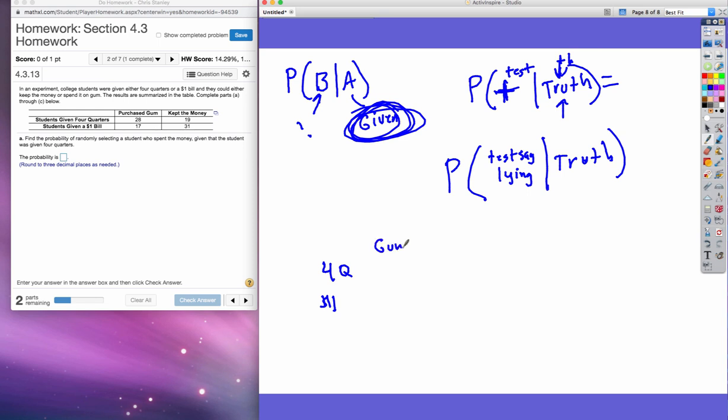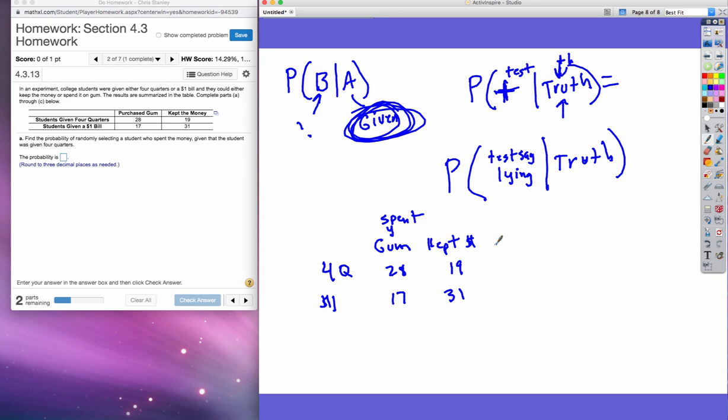This is the gum, yes, and this is they kept it. So this is they spent. That's they kept the money. Okay, so 28, 19, 17, and 31. Okay, so I'm just adding to get my totals up.